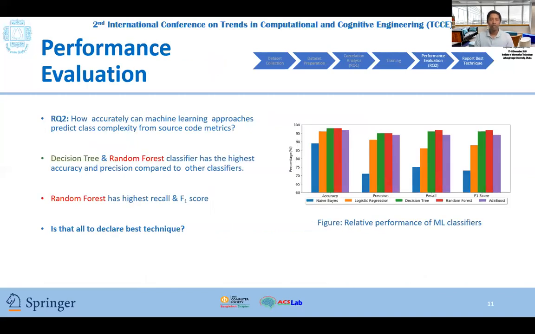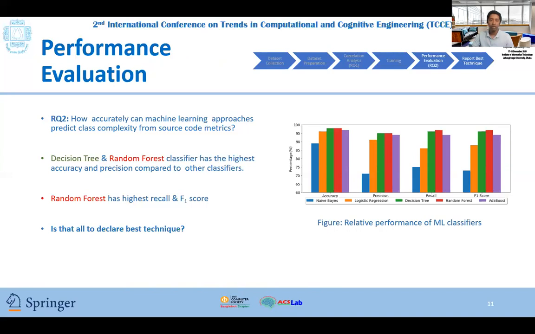So now I will talk about the performance results of our models, and that will answer our research question 2. We have seen from the right graph that decision tree and random forest classifiers have the highest accuracy and precision compared to other classifiers. We have also seen random forest has the highest recall and F1 score.